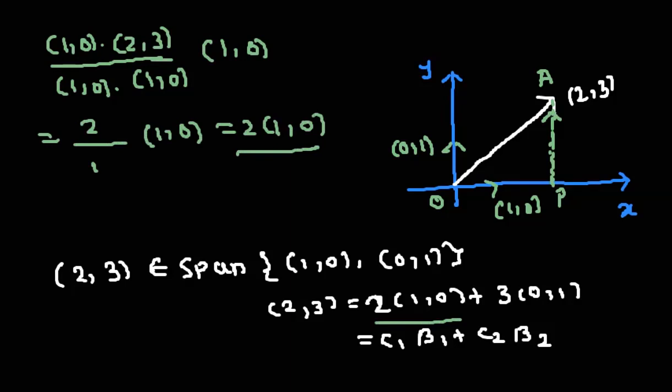Similarly, if I find the projection of 2, 3 upon 0, 1, we can find it the same way. What is the geometry we are doing over here? We are just taking the component of the vector by using the projection. We can take the component of the vector 2, 3 in the direction of 1, 0. Also, you can take the vector component of 2, 3 upon 0, 1. If we add those components, we will get the vector 2, 3 actually.